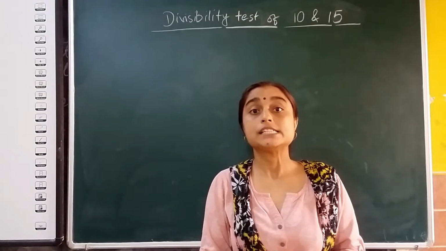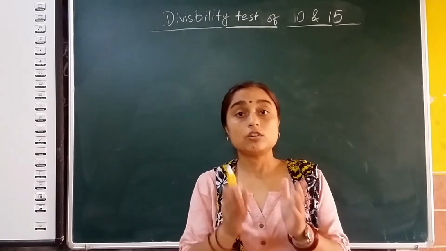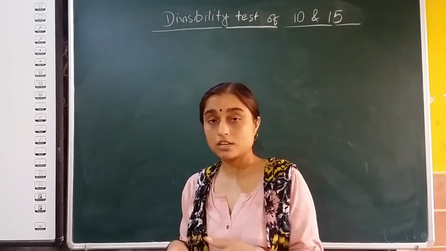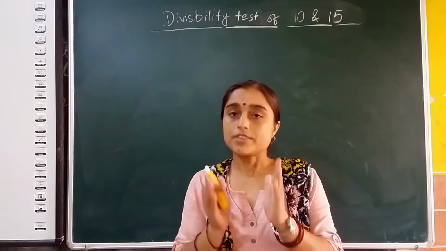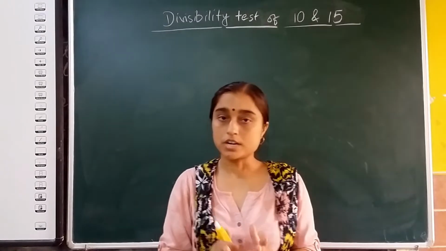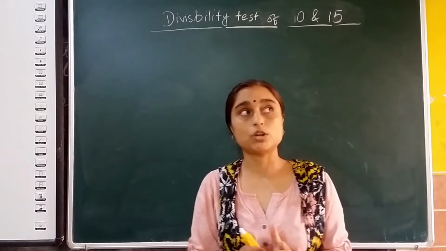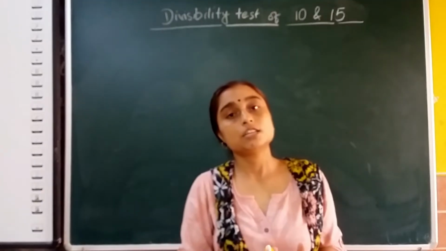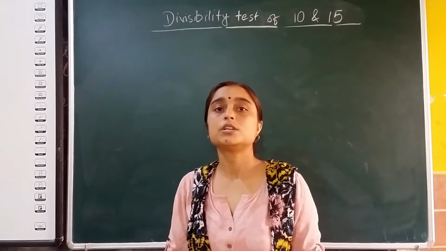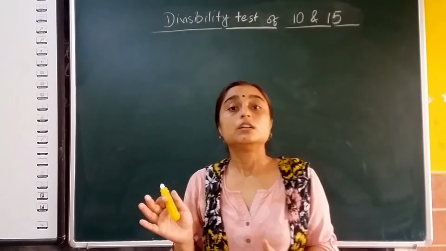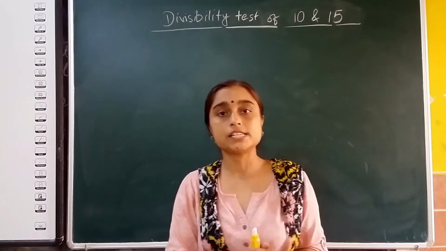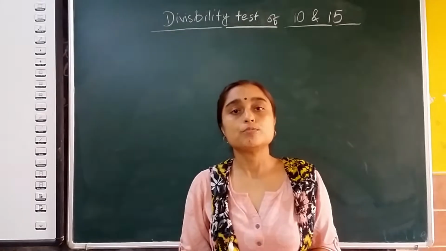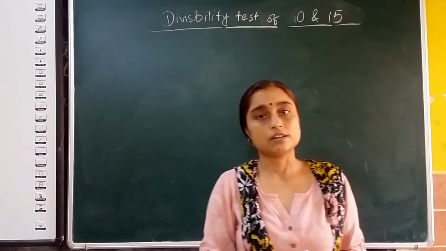For example, you can see in the table of 10: 10, 20, 30, 40, 50, 60. All the numbers have 0 at their ones place. So if any number, whether it is a two-digit number, 3-digit number, 4-digit number, 5-digit number, or whatever place the number has, if the last place, the ones place, is 0, that number is automatically divisible by 10.